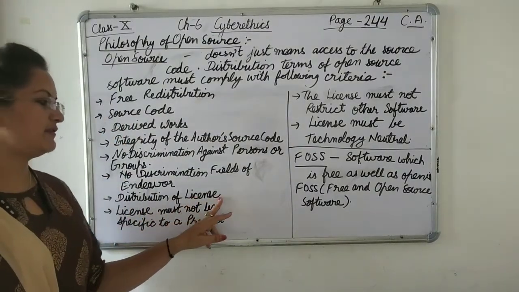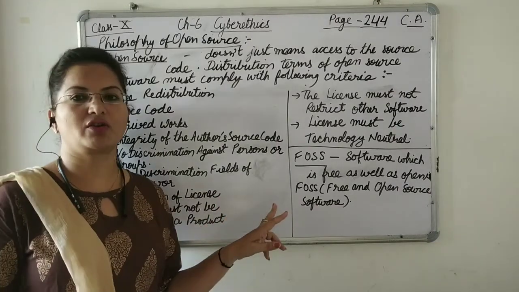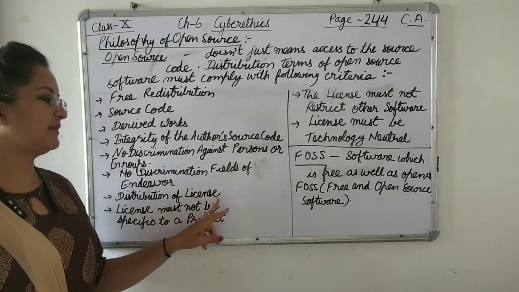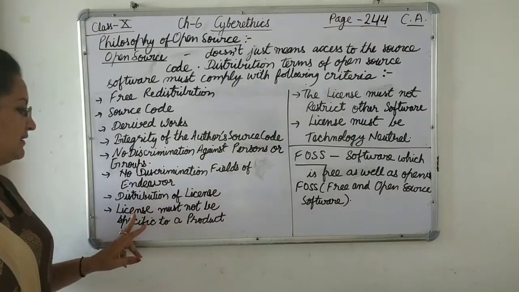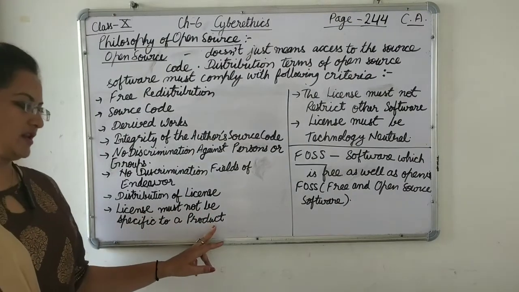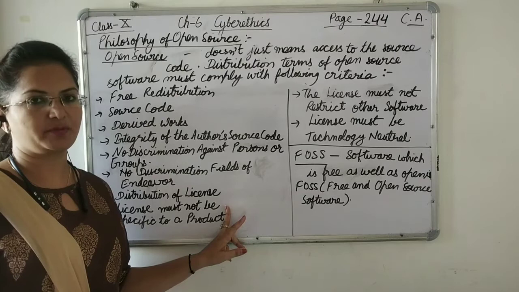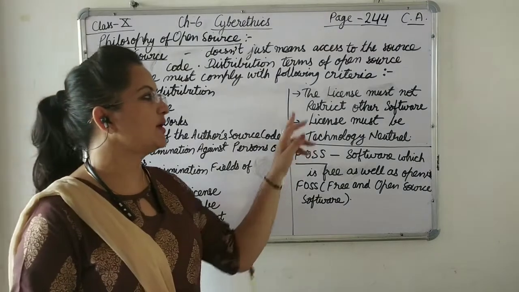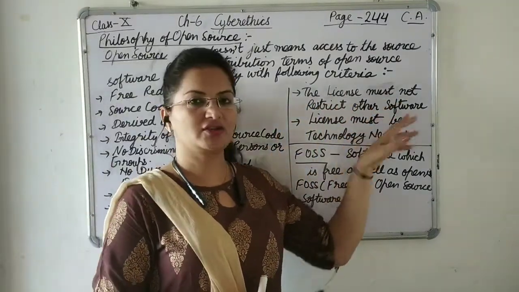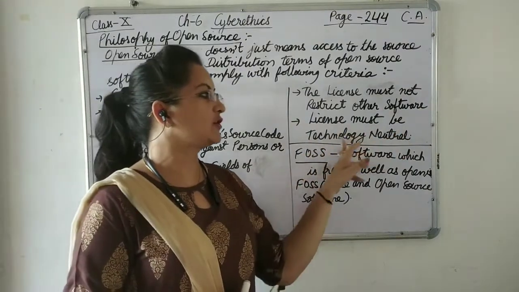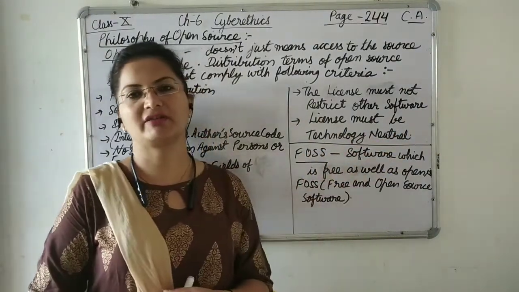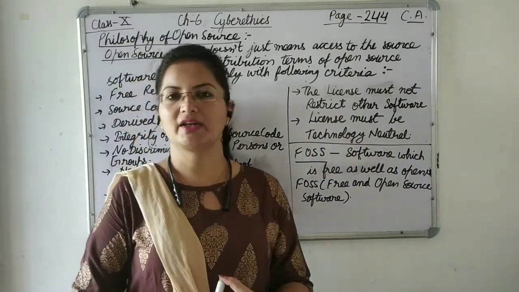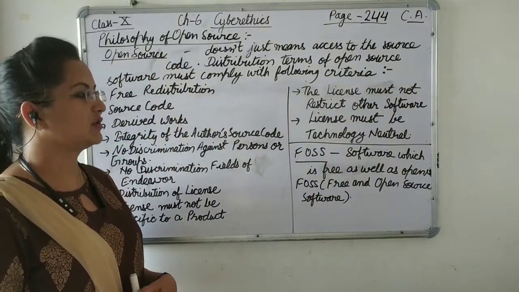Now, distribution of license. There is no restriction on the distribution of the license also. If the software is distributed, it can be distributed using the same license. The license must not be specific to a product. The license will not be specific for any product, so there is no restriction for that also. This license will not restrict other softwares also. Then the license must be technology neutral, meaning the license will not even restrict other technological devices. It will work in all the technologies, all the devices.